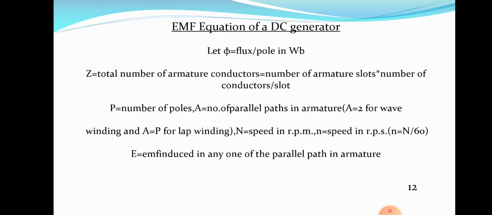So armature is cylindrical in shape. Slots are provided on the outer periphery. After that we are providing the armature conductors in this slot. To calculate the total number of armature conductors, we have to multiply the number of armature slots with the number of conductors per slot. Thus we will get the total number of armature conductors. So phi is equal to flux produced by the magnetic pole of the stator of the DC generator in Weber. Z is equal to total number of armature conductors, which can be found out by number of armature slots into number of conductors per slot. For the EMF equation, you have to learn this by heart.